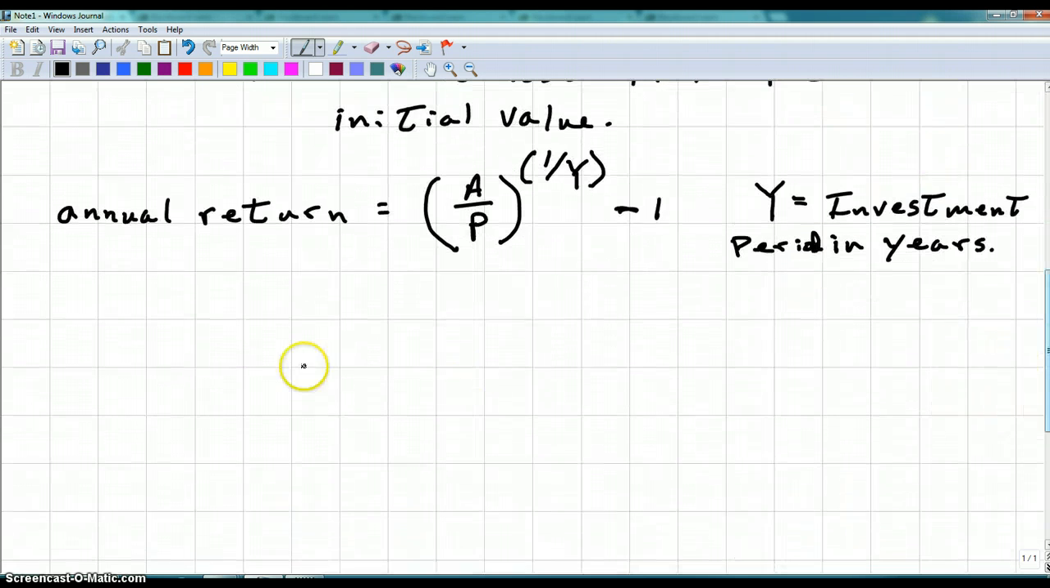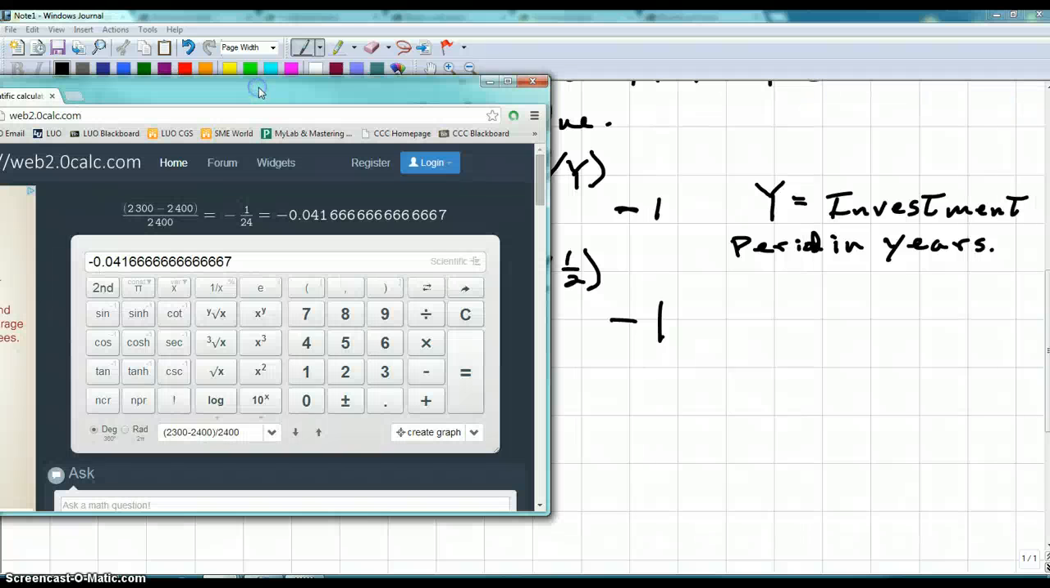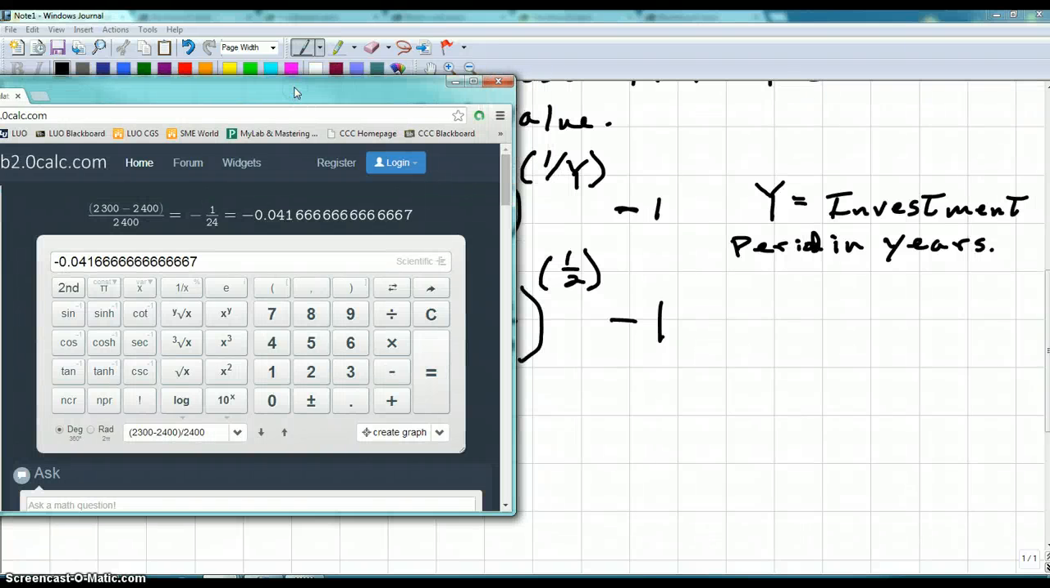So I know that this is going to be equal to 2,300 divided by 2,400. I'm going to raise that to the 1/2 power, and then I'm subtracting 1. Once again, I want to use the online calculator that we were talking about. So we bring in the calculator, and I want you to be able to see everything that I'm doing.